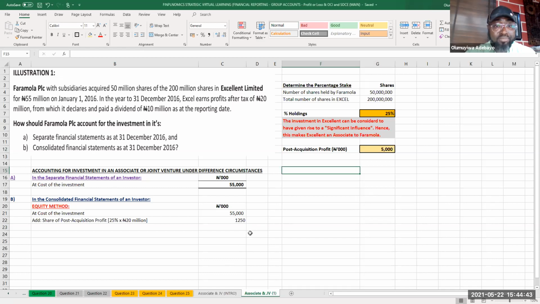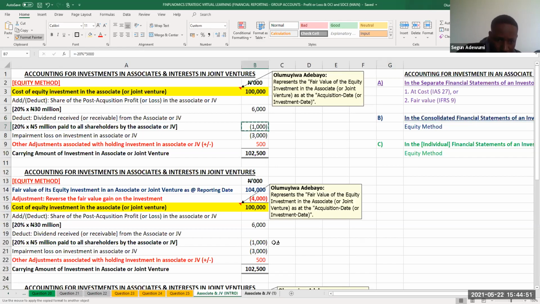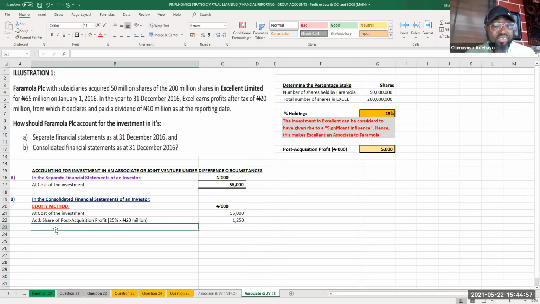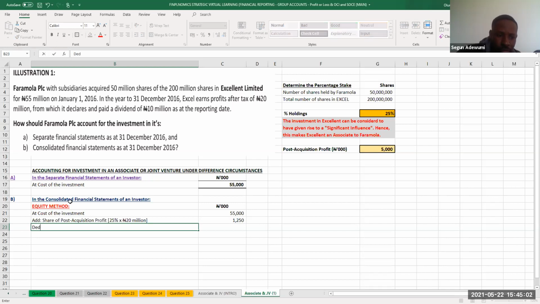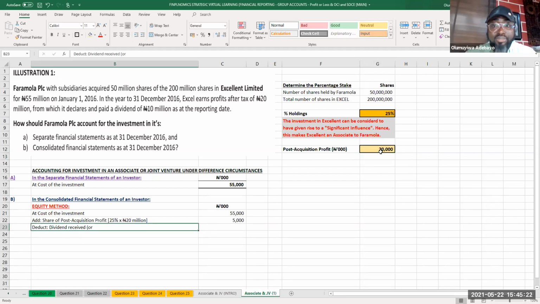Okay, now thereafter, what do we have? There's no information about dividend. Okay, there's dividend. Sorry. Deduct, yeah. Associate's profits is 20 million. I think that post-acquisition profits where we put 5,000. I expect us to put 20 million and the 25% will be 5,000. Okay, thank you. It's 20 million, yeah.